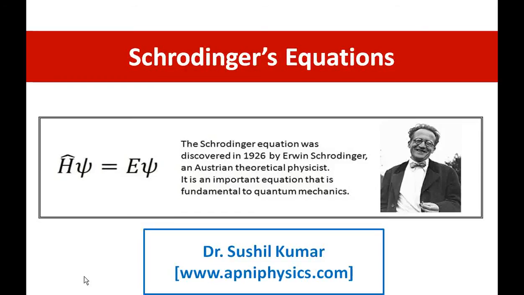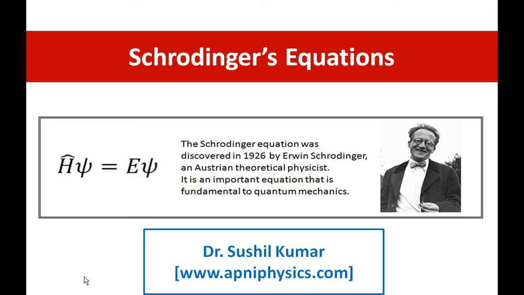In this video lecture I will discuss the Schrodinger equations. Those are basically of two types: one is the time independent Schrodinger equation and the second is the time dependent Schrodinger equation. The Schrodinger equation was discovered in 1926 by Erwin Schrodinger, an Austrian theoretical physicist. It is an important equation that is fundamental to quantum mechanics.